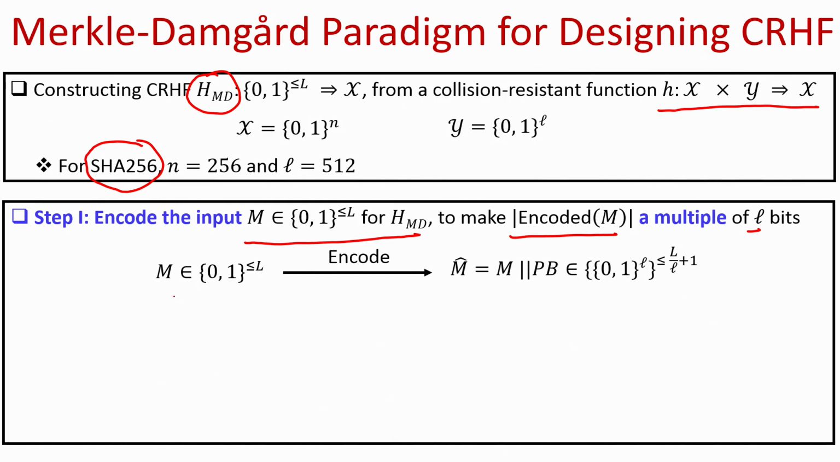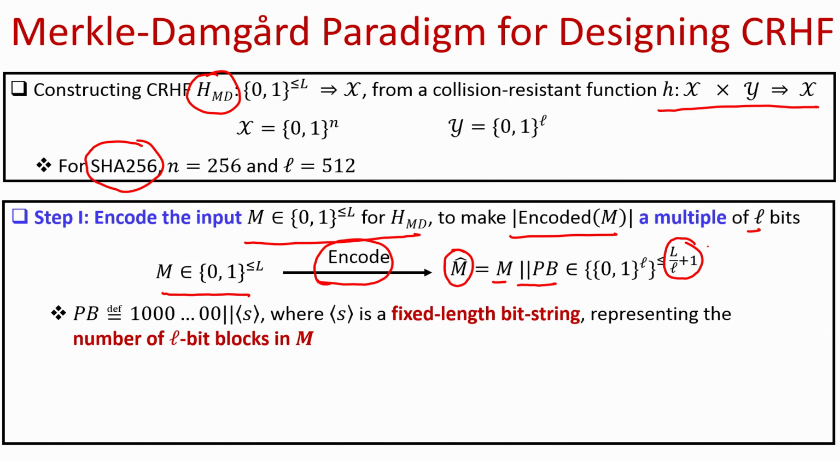So, pictorially you can imagine that you are given this input, we apply some publicly known deterministic encoding function, and the encoded output is denoted by m hat, which consists of the original m concatenated with some padded bits. Together, the original m concatenated with the padded bits will consist of several blocks of little l bits, and the number of such blocks will be big L by little l plus 1. You might be wondering why this plus 1. This will be clear soon.